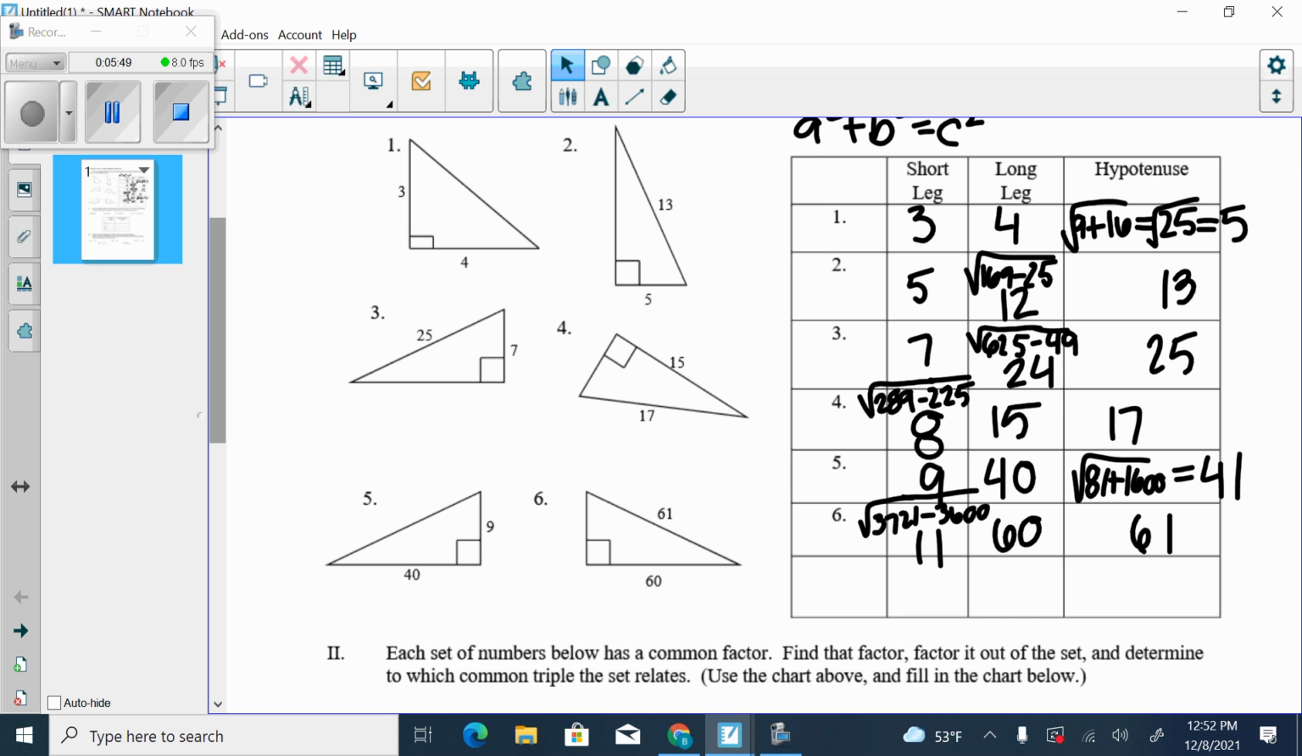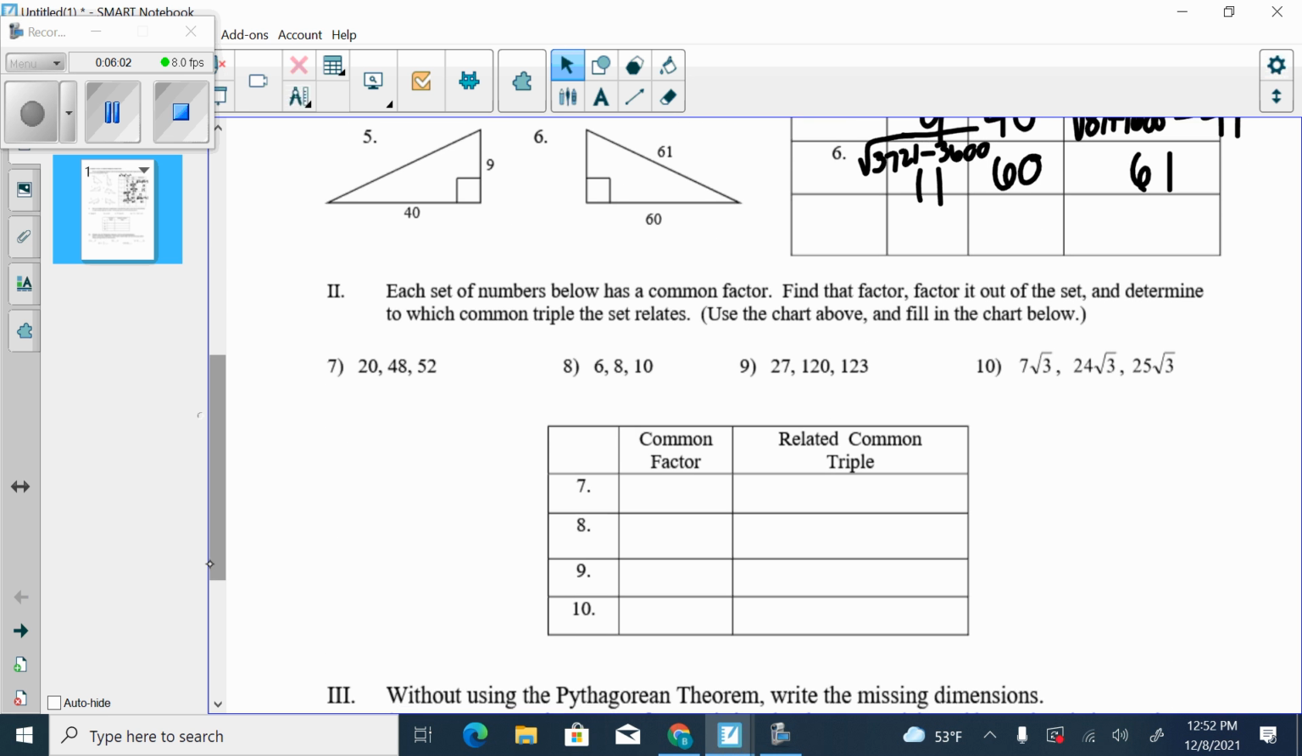All right. So no matter what side is missing, if it's a right triangle, we can use our Pythagorean theorem to manipulate it in some way to find the missing side. Right? Okay. Then down here, it says each set of numbers below has a common factor.